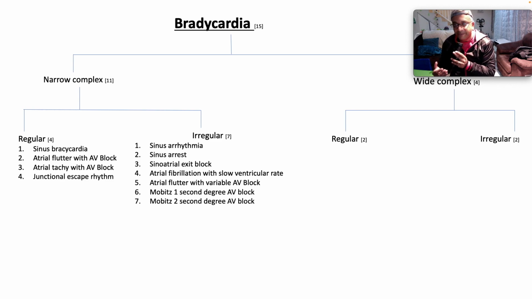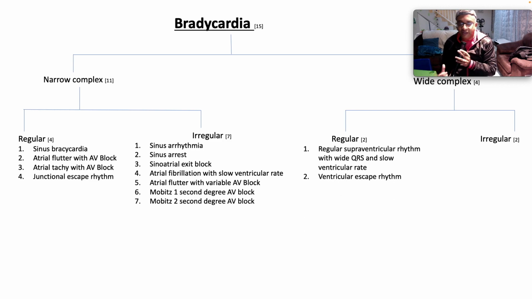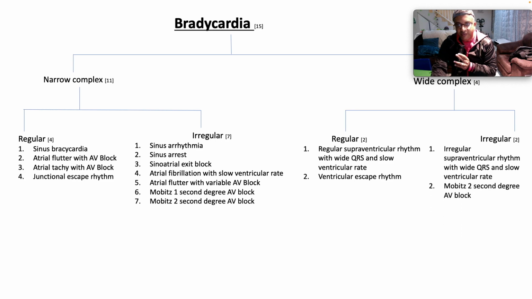I encourage you to have a look at my video on heart block for a further explanation of those entities. What causes regular wide complex bradycardia? There are 2 to mention: regular supraventricular rhythm with a wide QRS and a slow ventricular rate, or ventricular escape. By definition, ventricular escapes come from the ventricle, so it has to be wide, above 3 small blocks on the ECG trace. Irregular wide complex brady has 2 causes as well: irregular supraventricular rhythm with a wide QRS and a slow ventricular rate, or Mobitz type 2 second degree AV block.